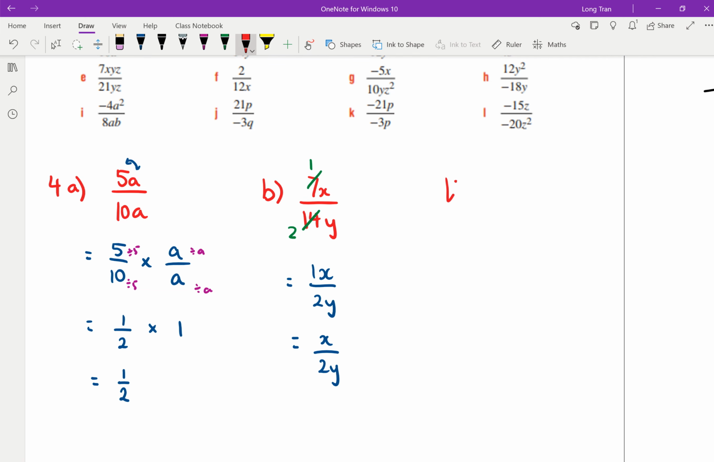If we were to do L, negative 15z over negative 20z squared, the technique is you can write it like this. So students will say the negatives cancel out because double negatives is positive. So I got a positive answer. 15 and 20. 5 goes into 15 3 times, and 5 goes into 20 4 times. And then here, a lot of students would then say, well, there's one z on the top and two z's on the bottom because it's z squared. So cancel out one z, cancel out one z, and this is your final answer. So they would write it's positive 3 over 4z.